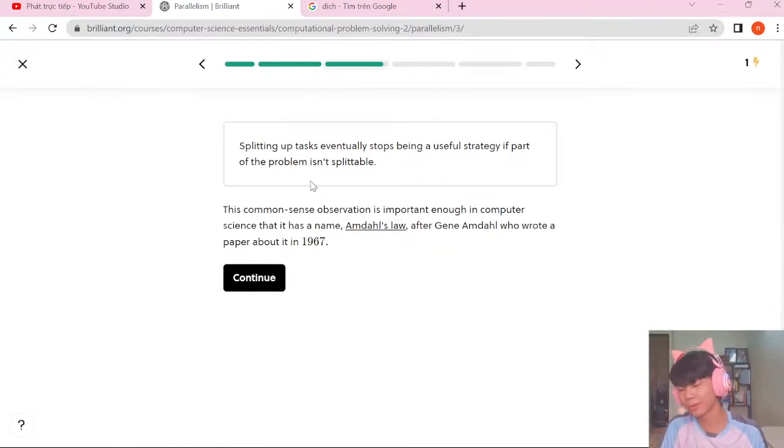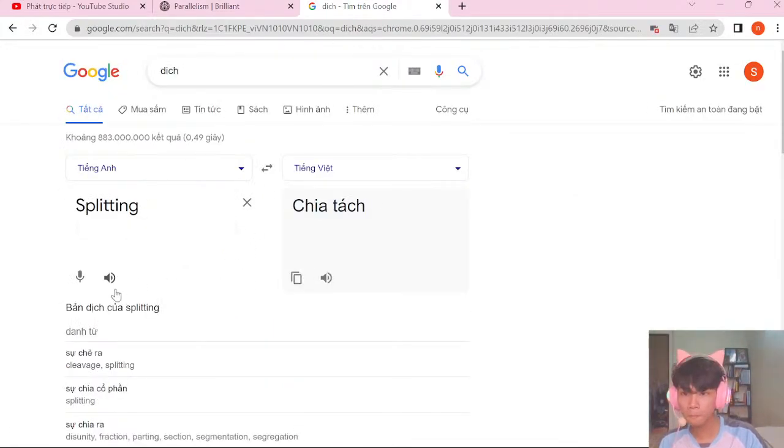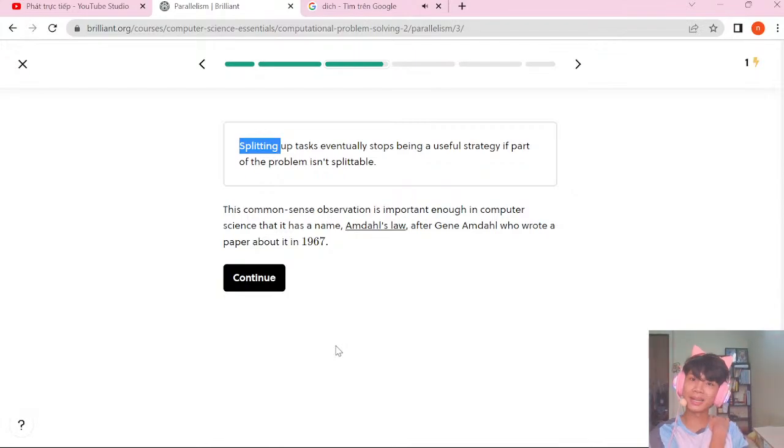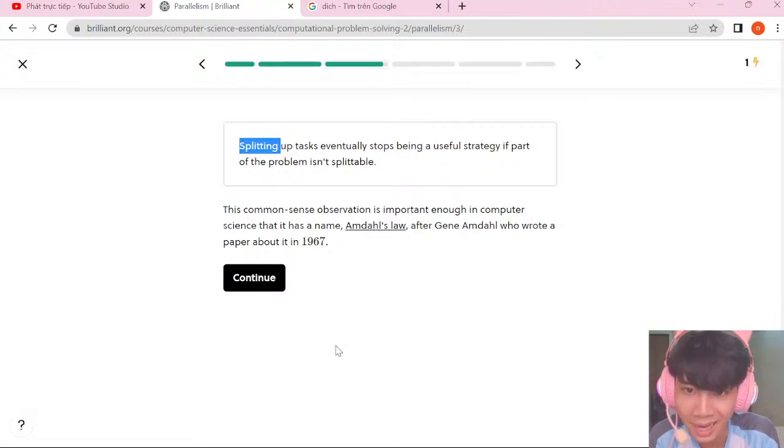Splitting is the key, the core. It's super cool when we can learn the task, but yeah, the core is splitting up. Splitting up a task eventually stops being a useful strategy if part of the problem isn't splittable. This common sense observation is important enough in computer science that it has a name, after who wrote the paper.